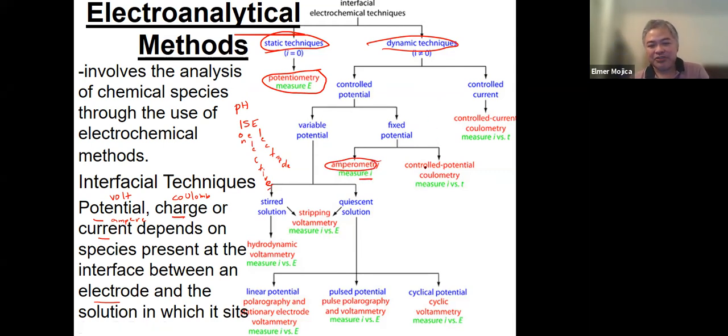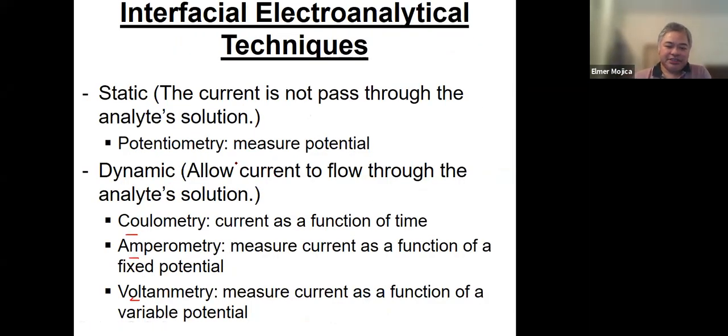But if you control the potential and you measure the current versus time, what you have there is controlled potential coulometry. So when you have this coulometry, it's a current as a function of time.